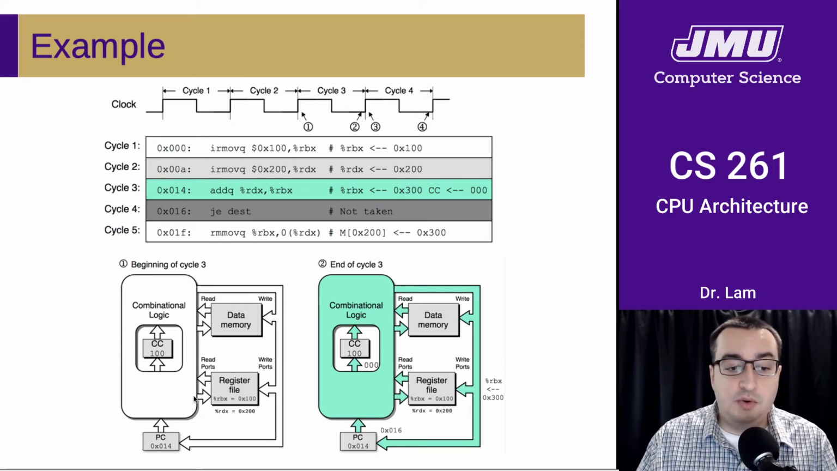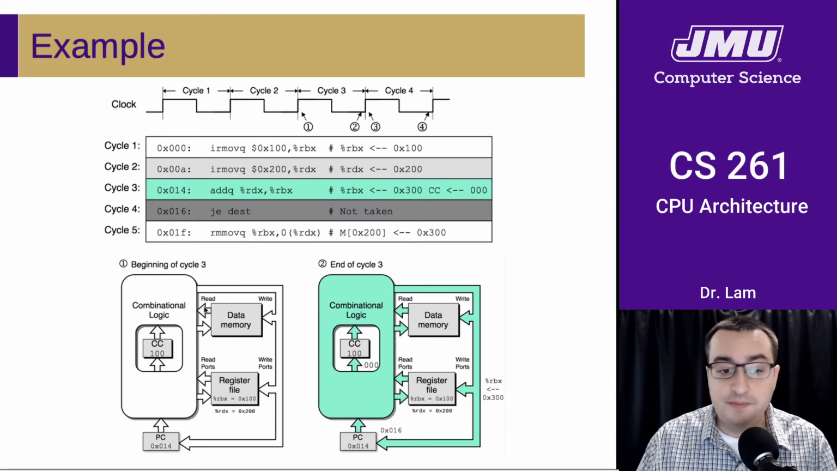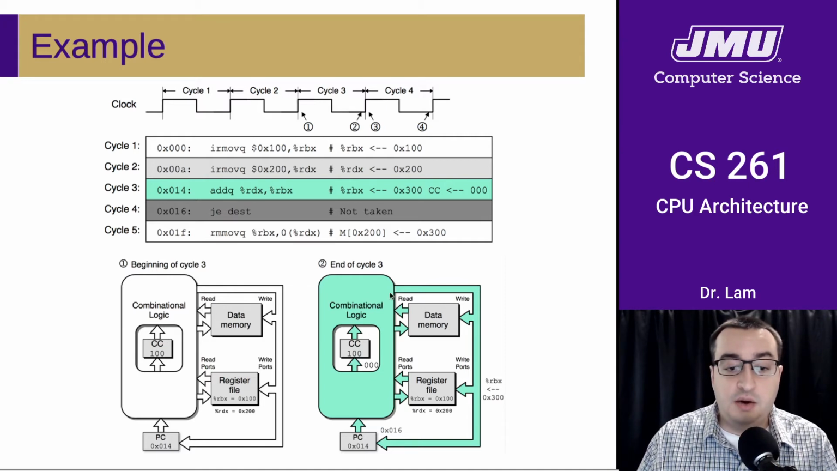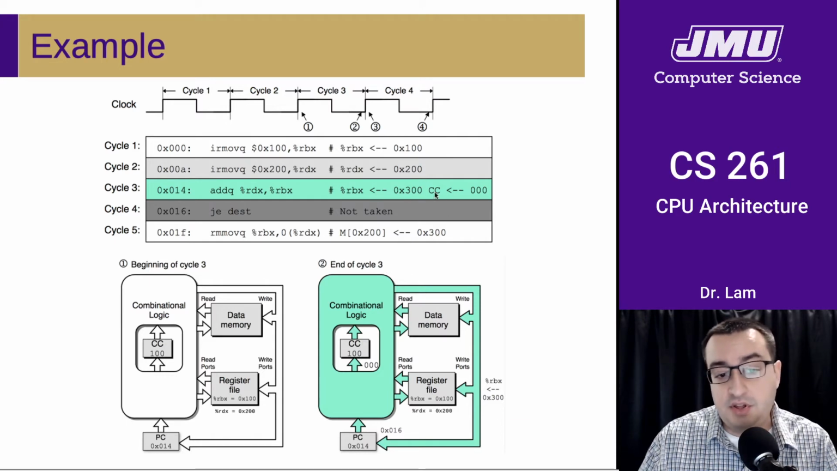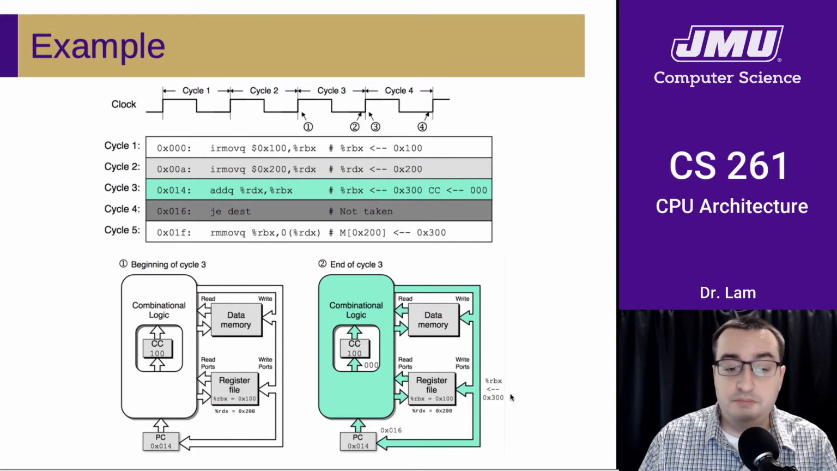So we know that while the clock cycle is going, everything inside of this combinational logic block is in flux and updating. But by the time we get to the beginning of the next clock cycle, which is this part of the diagram right here, right at the end of cycle 3, we're just about to have the clock's rising edge going into cycle 4. And we know at that point that all of the combinational logic for cycle 3 has now finished. In particular for this instruction, since we're adding RDX to RBX, we have a new value for RBX. So that needs to be saved into the register file.